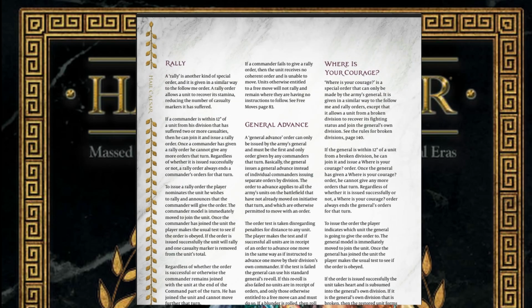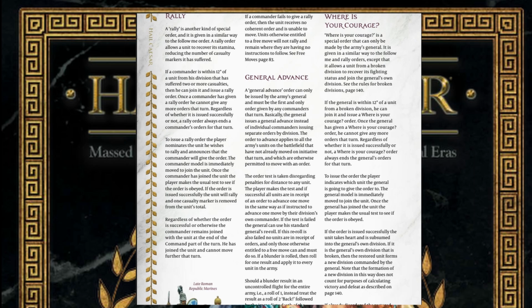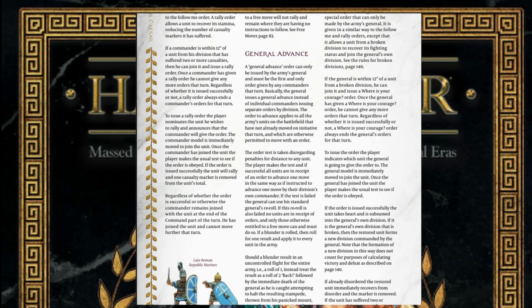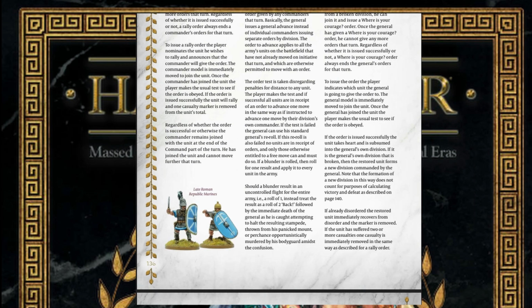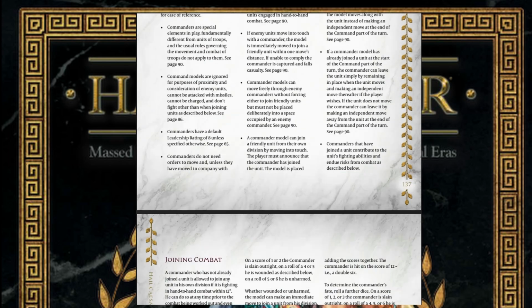You have General Advance and Where Is Your Carriage. These are new rules and actually very interesting. I would suggest you read them. Actually very helpful. Very helpful rule. General Advance and Where Is Your Carriage is a really, really good new part of the command section of the rules.